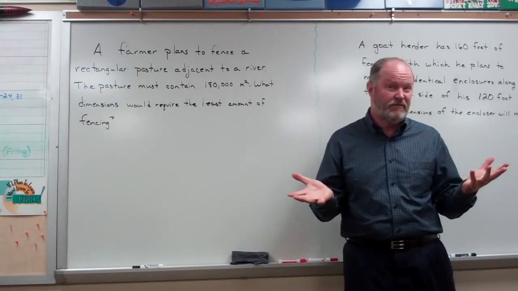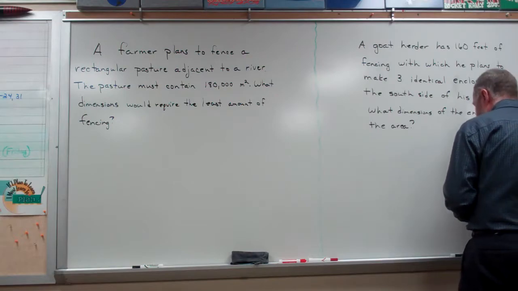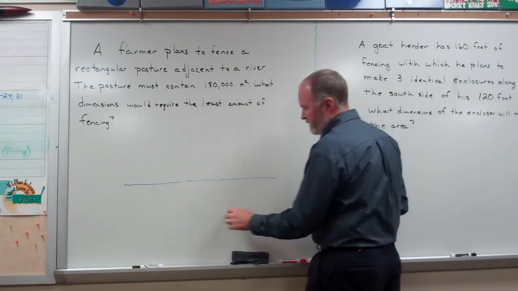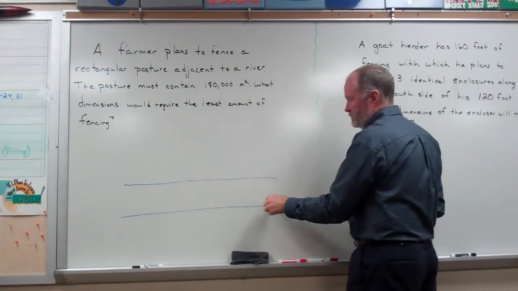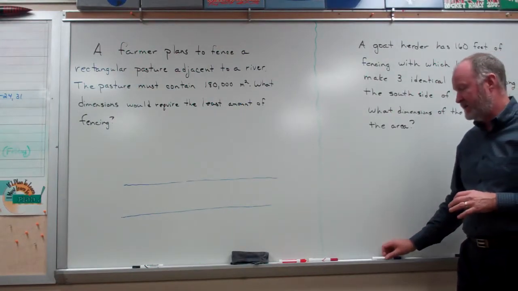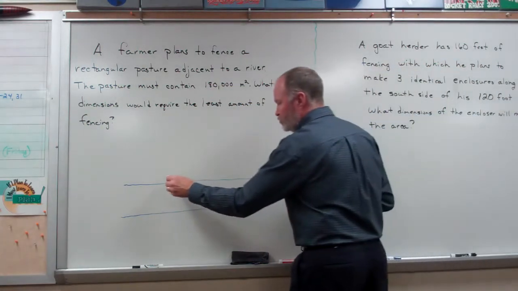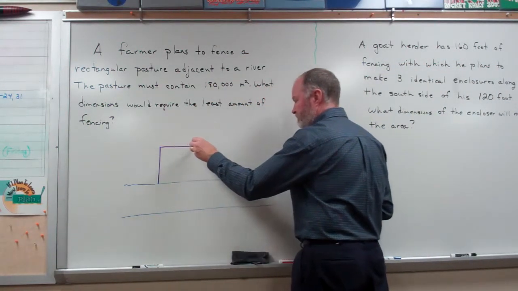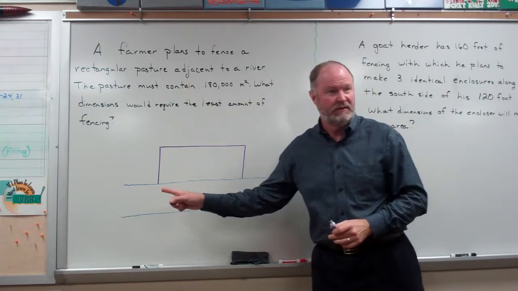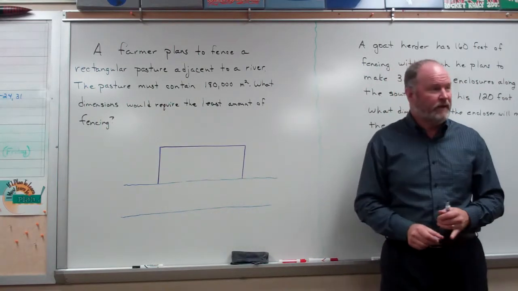First, you might want to get a picture of what's going on. So we need a river. Need some blue. There's the river. And we have to make a rectangle around it, huh? Do we need fencing along the river? Nope. The river could stop the varmints or whatever we've got, maybe. Okay.